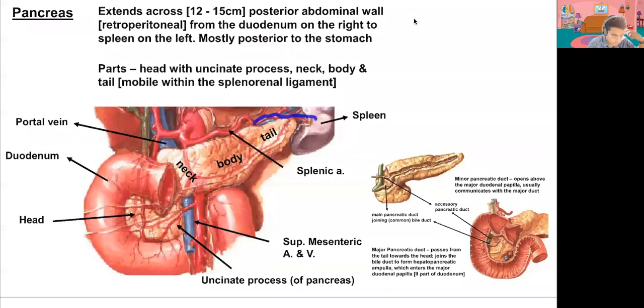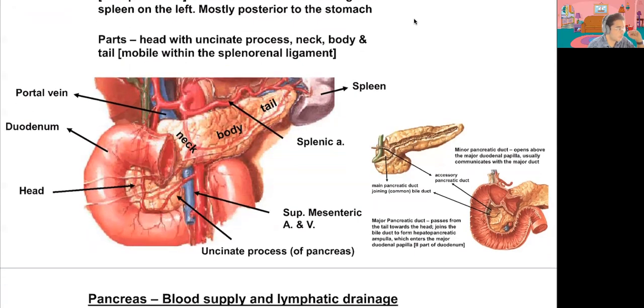Right, so the vasculature you guys see is the splenic artery that's going like this, but it also descends downwards and gives rich blood supply with the gastroduodenal components that's going down this way as well as this way. So it has a rich amount of blood supply, but remember the tail, the primary blood supply is the splenic artery. Okay, most posterior to the stomach, parts of the head, it's the uncinate process, neck, body, tail. That's what you need to remember. Mobile within the splenorenal ligament. Okay, they like that question a lot.